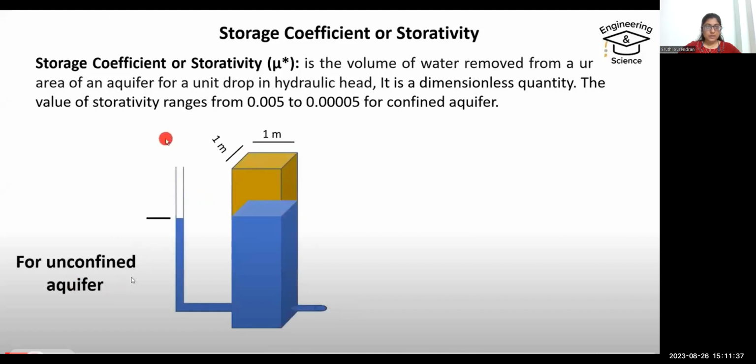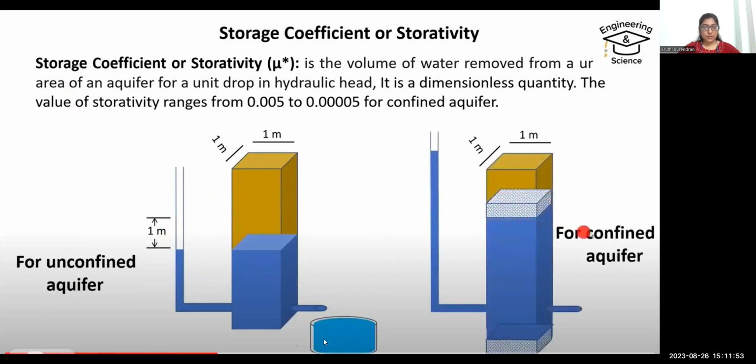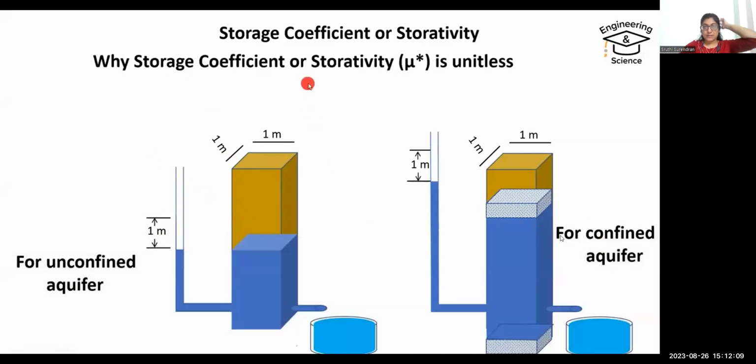You can see over here that storage coefficient is the volume of the water that is removed from a unit area of aquifer for unit drop of hydraulic head. So when a unit area of aquifer is taken and there's one unit drop of hydraulic head, whatever is the volume of water that is collected is the storativity. When it comes to the unconfined aquifer, it will be as the picture shown on the left side, and for the confined aquifer, it will be as on the right side.